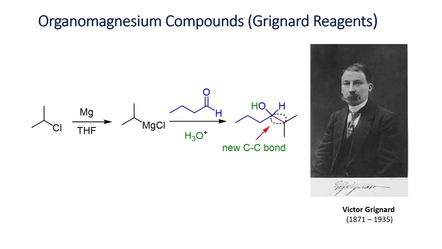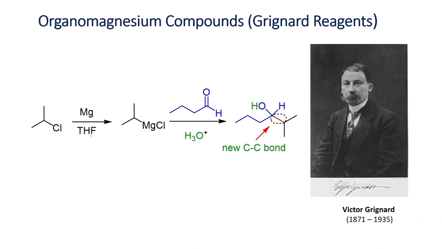In case of organometallic reagents, the reactivity of the reagent depends upon the nature of the metal atom present in the reagent. Now, let us look at the reaction of Grignard reagents.